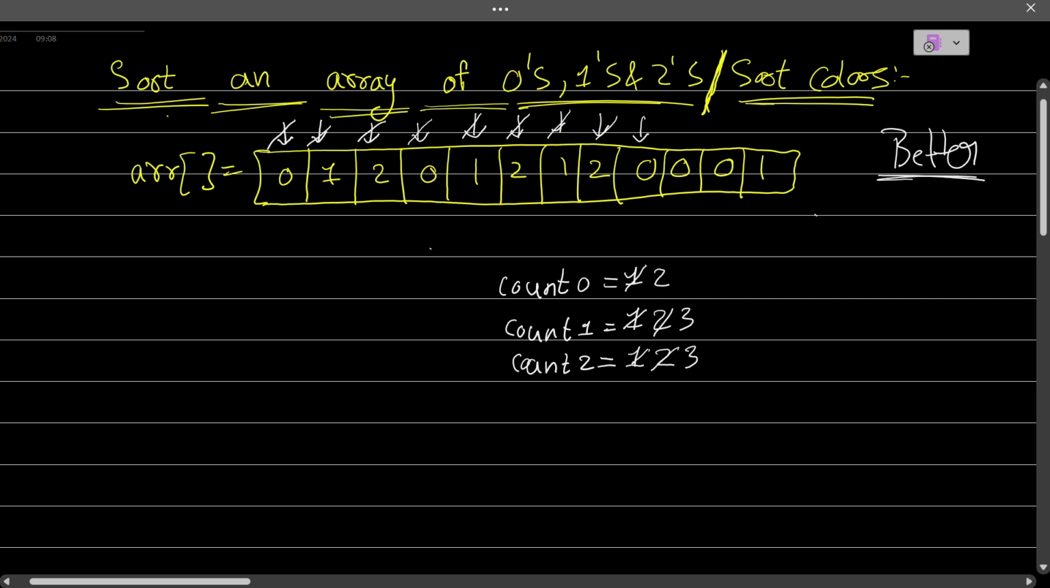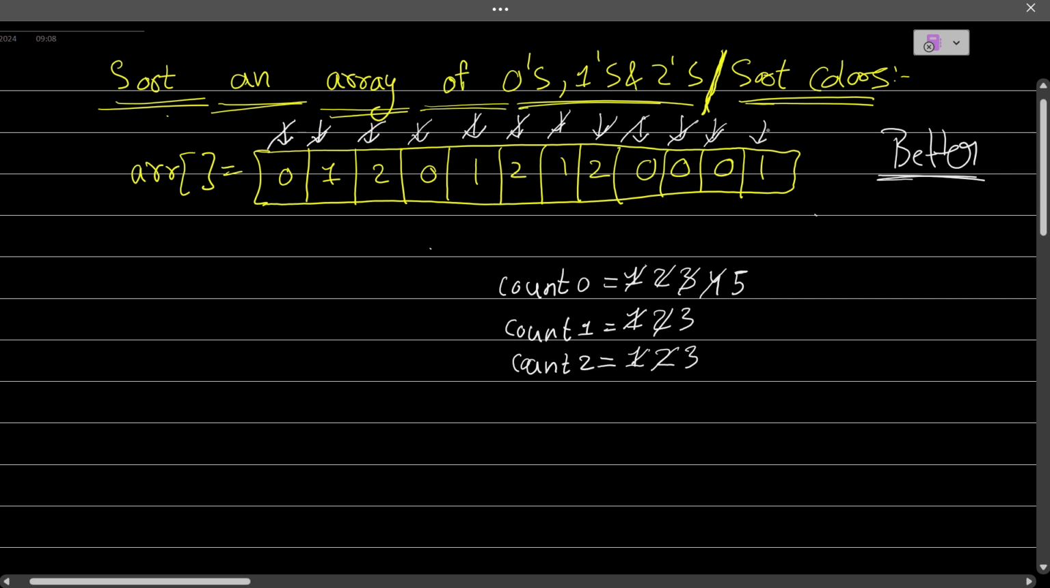I have a 0. Then I'll increase the 0 counter by 1, and the counter will be 3. Then I move. Then I have 0 again, so I'll increase counter 0 by 1, and it'll be 4. Then I move, and I have 0 again. Then I'll increase counter 0 by 1, and counter 0 will be 5.